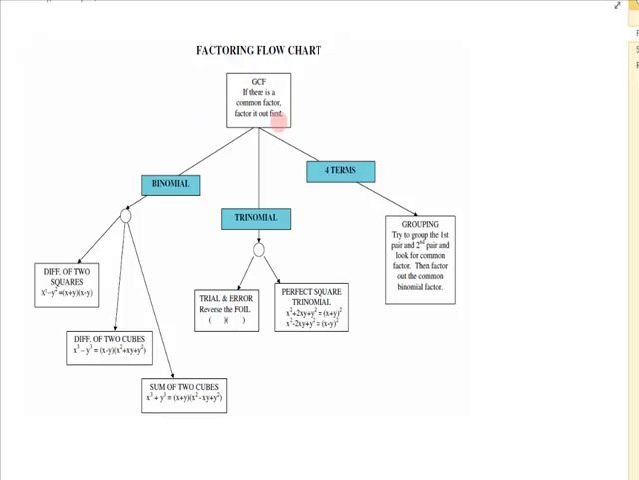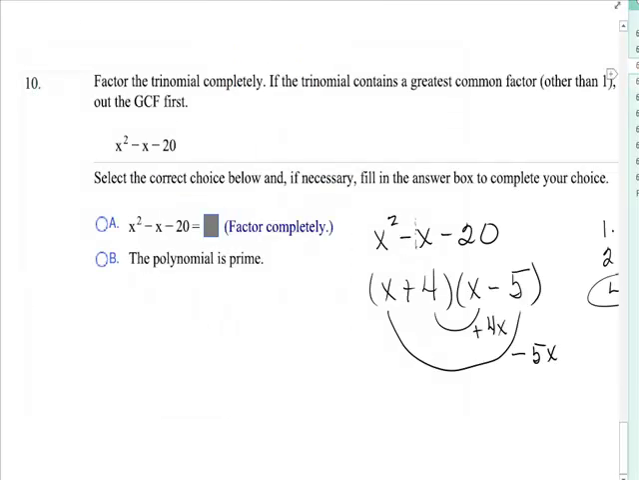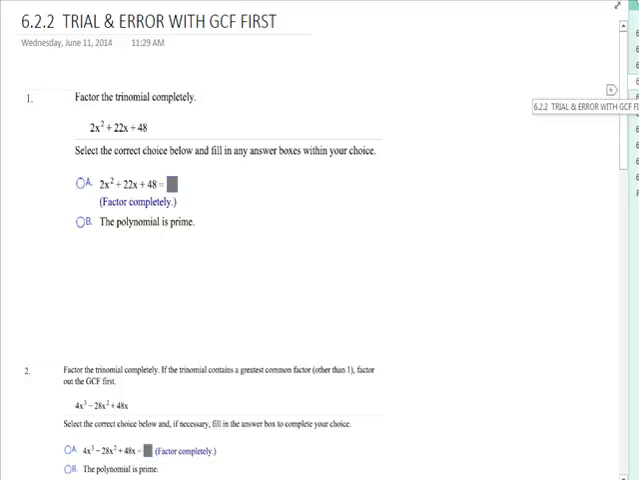GCF is a technique of factoring that might precede any of these. So every time we do one, well, except we didn't with the 4 terms, but with these and these, sometimes we will have a GCF first. So let's take a look now. We're going to continue with trial and error. Trial and error with the GCF first. All right, no new skills here. It's just a little bit more complicated.